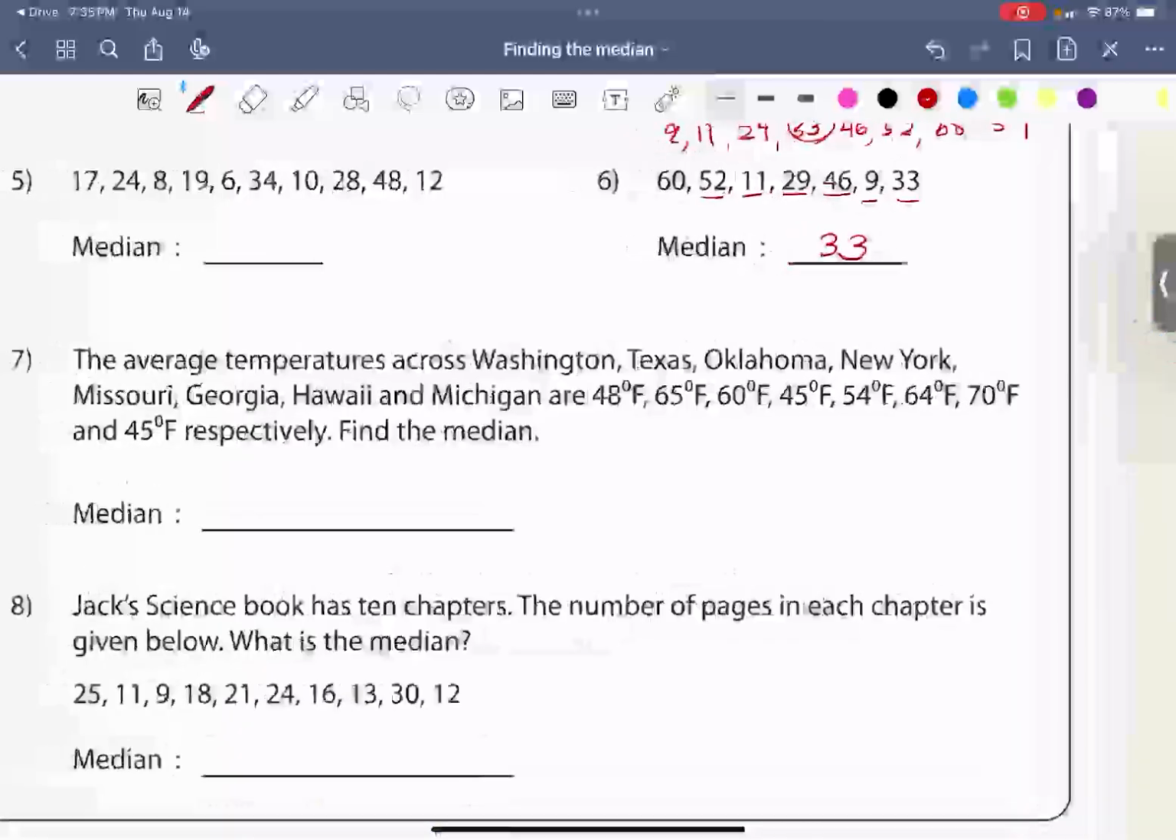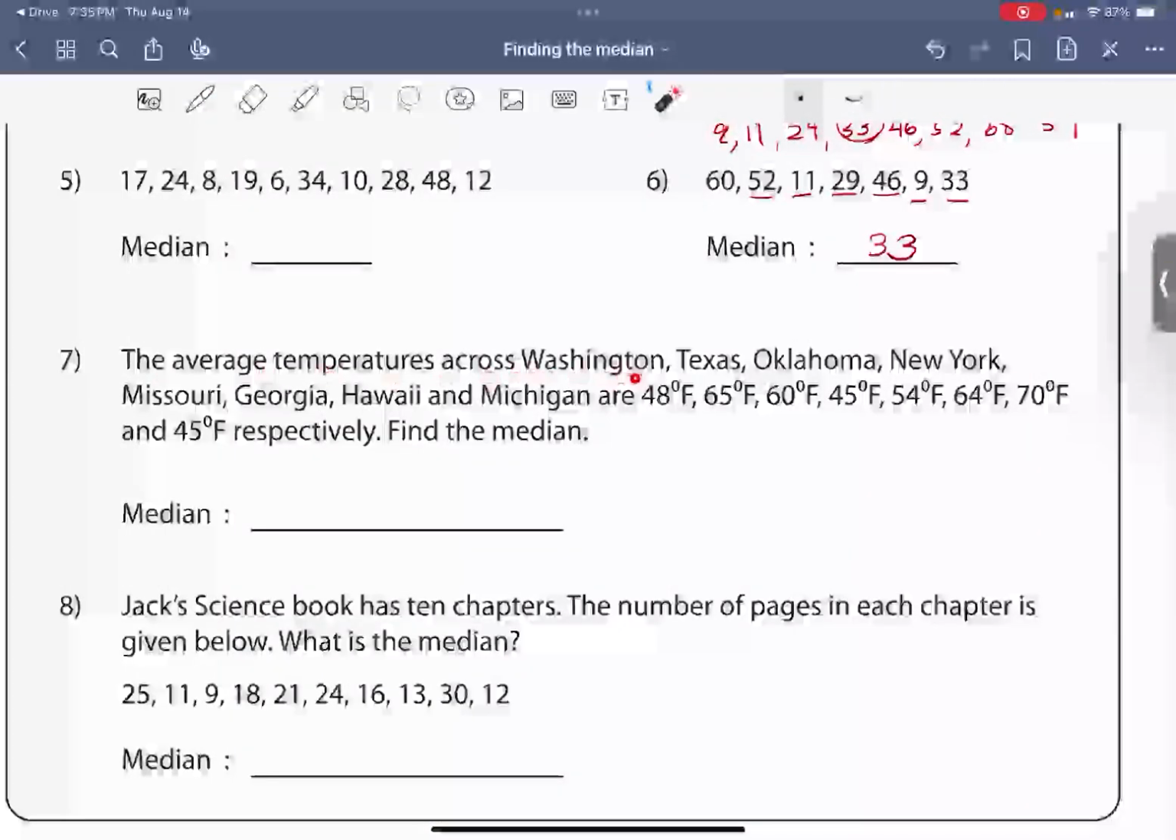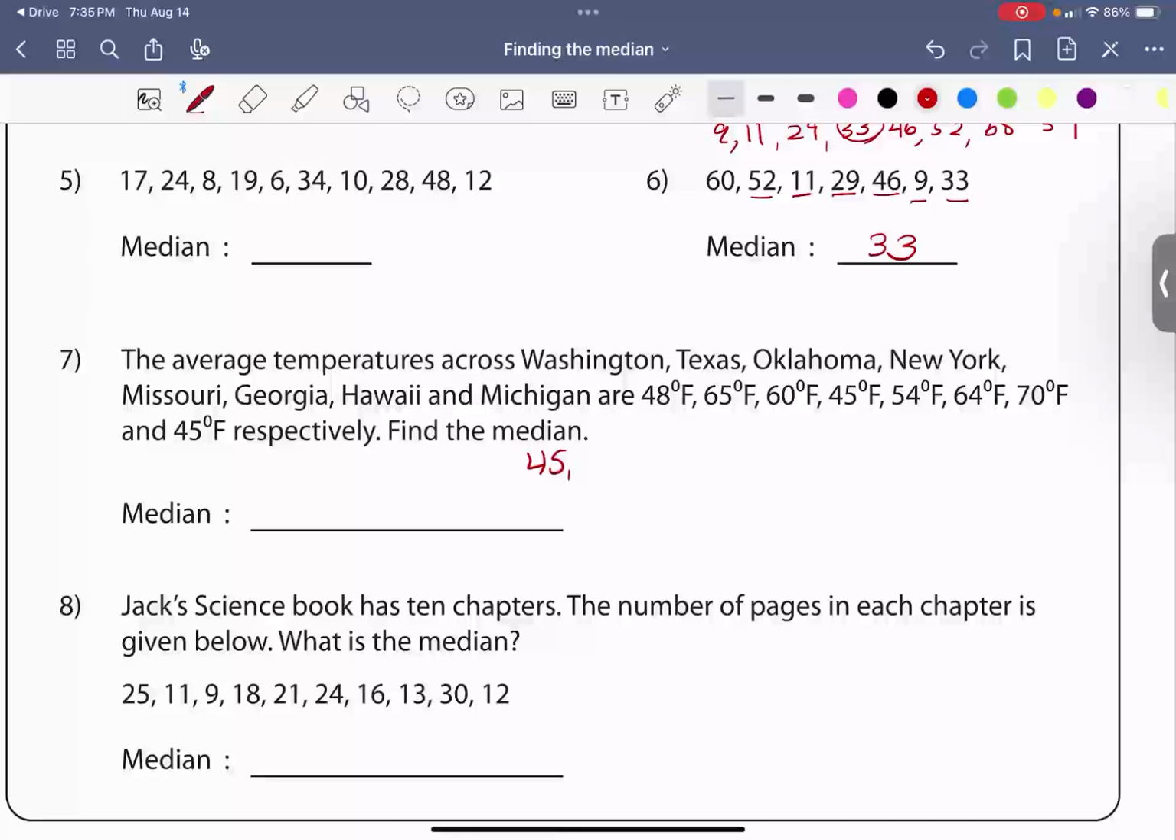And let's do number 7. It says the average temperatures across Washington, Texas, Oklahoma, New York, Missouri, Georgia, Hawaii, and Michigan are the following numbers, respectively. Find the median. So let's put these numbers in order. So it's going to be 45, 48, 54, 60, 64, 65, 70. Let's double check.